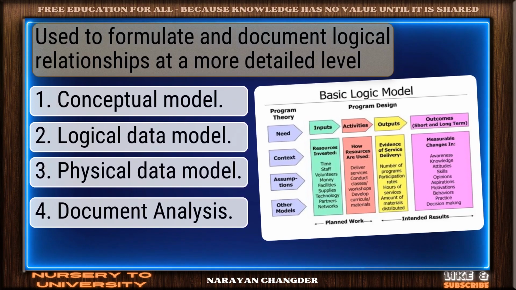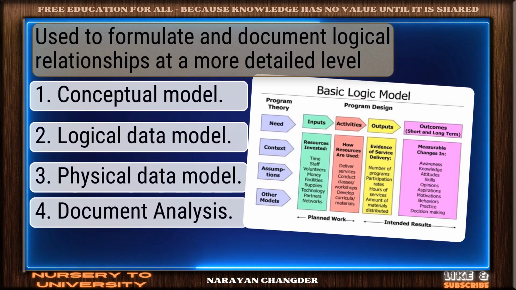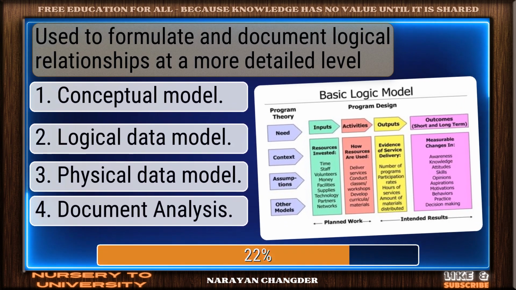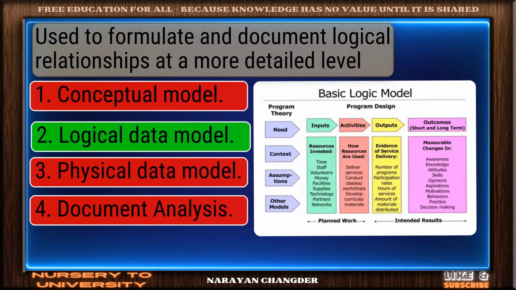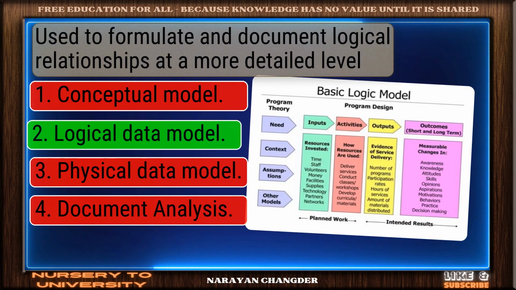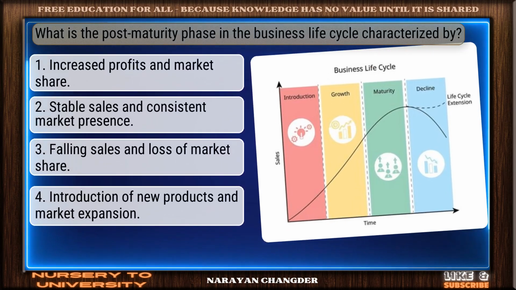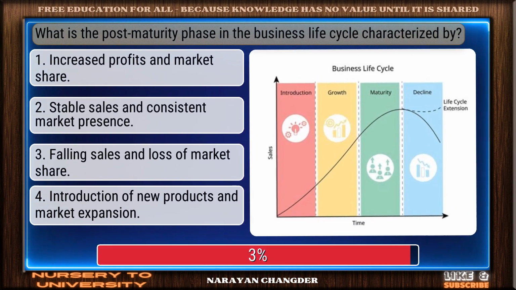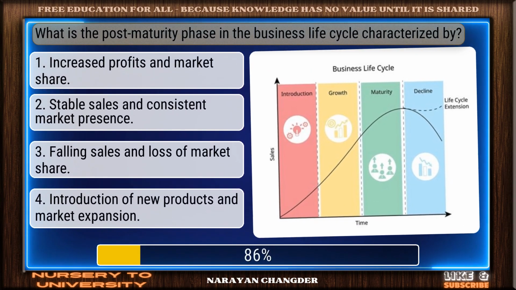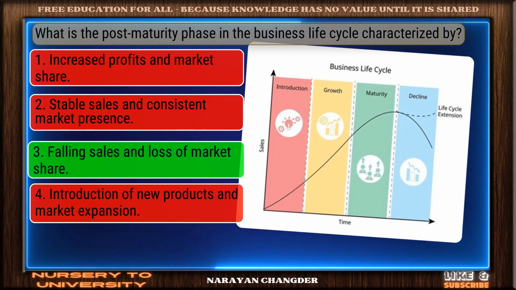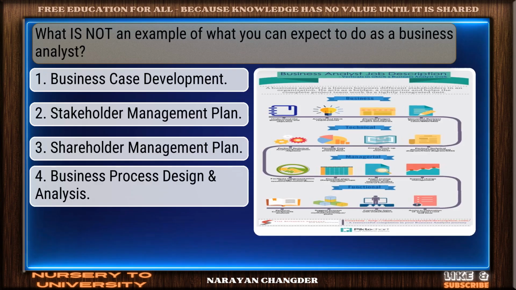Question number 9. Used to formulate and document logical relationships at a more detailed level. Great thinking. Logical data model is the right choice. Question number 10. What is the post-maturity phase in the business life cycle characterized by? Correct. Falling sales and loss of market share is the right answer.